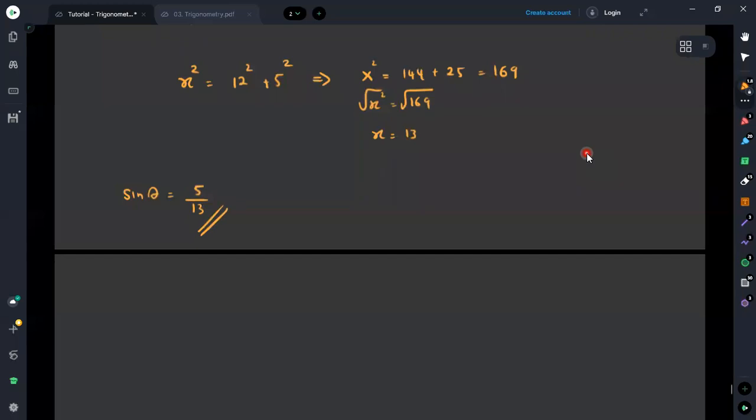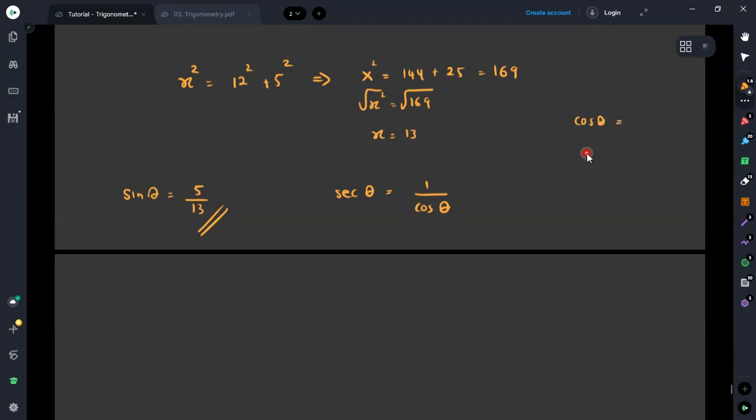Then the next one is asked to obtain the sec theta. Rather than obtaining sec theta directly, it is 1 over cosine theta. Therefore, if you find the value of cosine theta, then the reciprocal of cosine theta will give the answer for sec theta. Then we can find the cosine theta.